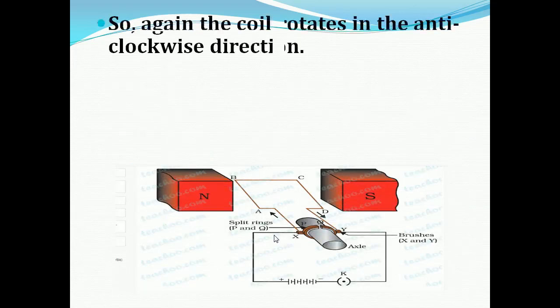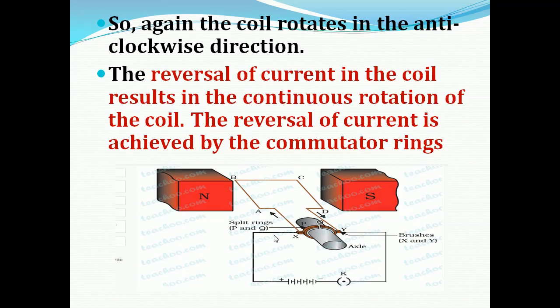Understood, children? Now again the coil rotates in the anti-clockwise direction. So this reversal of current in the coil results in the continuous rotation of the coil, and the reversal of current is achieved by the commutator ring or split ring. The commutator is also called a split ring.